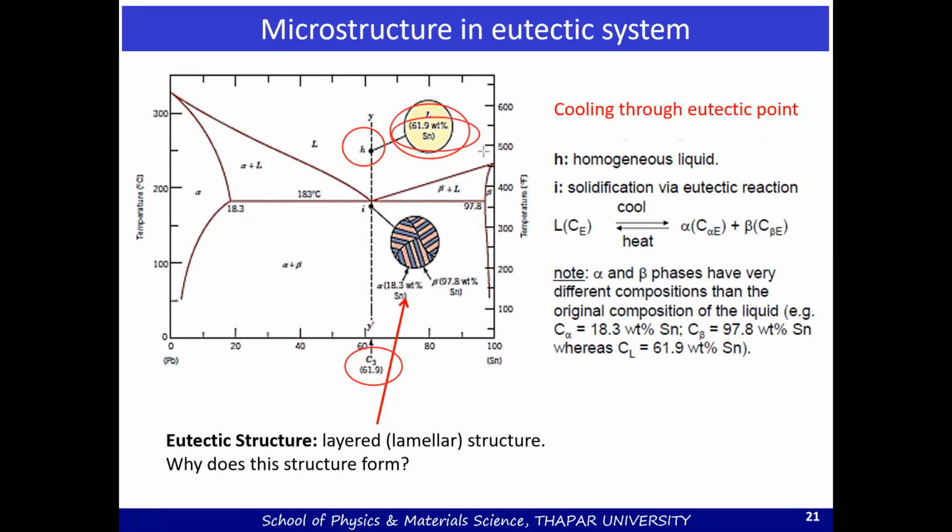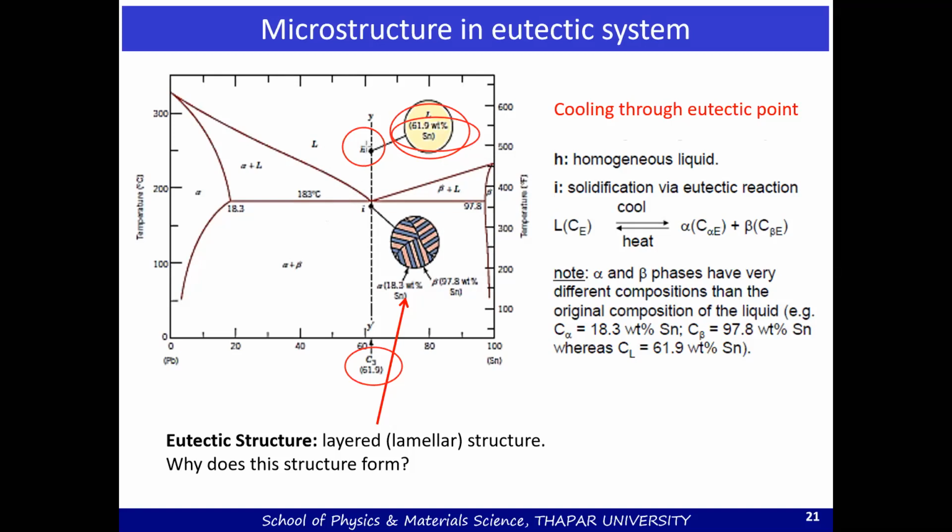Remember, if asked in the examination, you can write an approximate number for these values. Say, for example, looking at the x-axis, you can clearly see it is slightly more than 60, but significantly lower than 70. So it is roughly something around 62 weight percent. So instead of writing 61.9, if you write 62 or 63, it will still be fine. So it will remain in the homogeneous liquid phase until it crosses the eutectic point at point I.